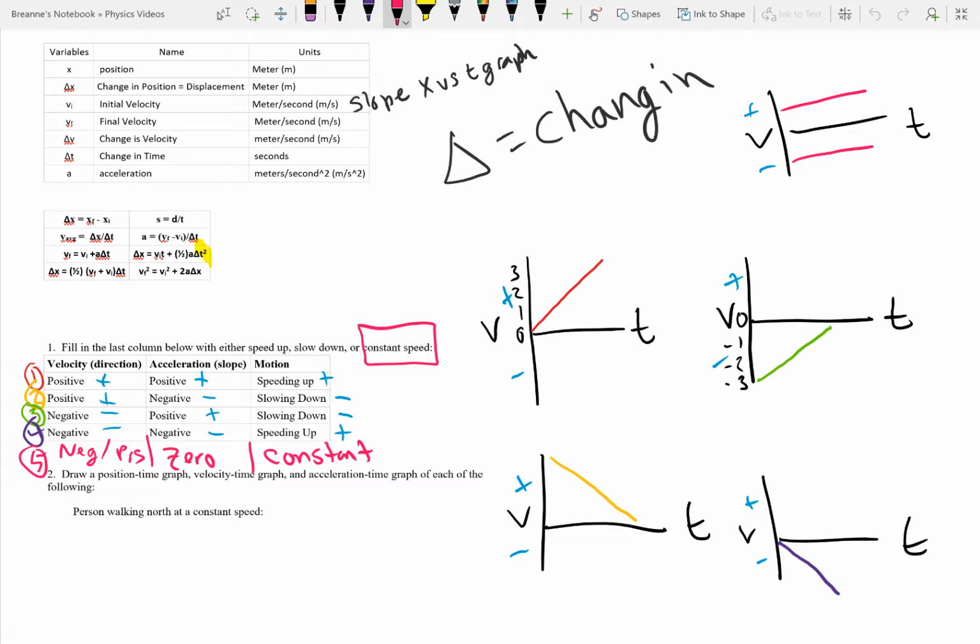So it could be negative or positive. But the key thing is you have to have a 0 acceleration. So your slope has to be 0. So there you go.